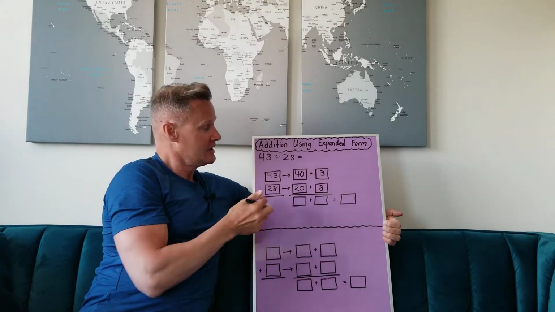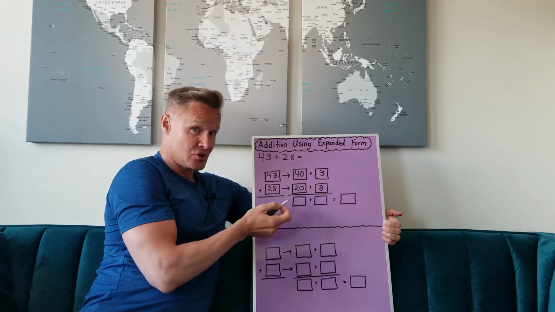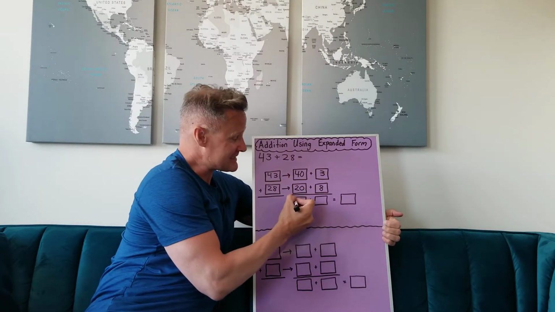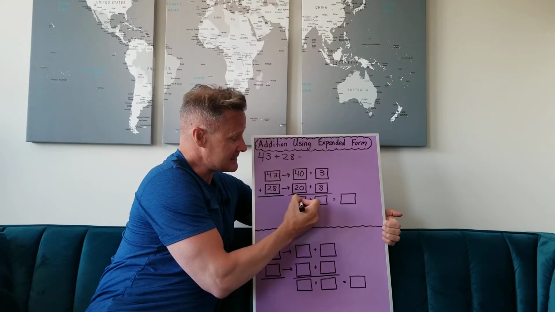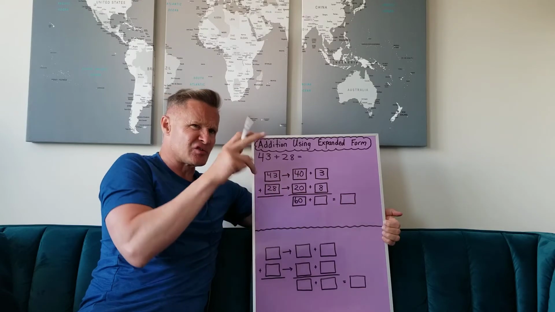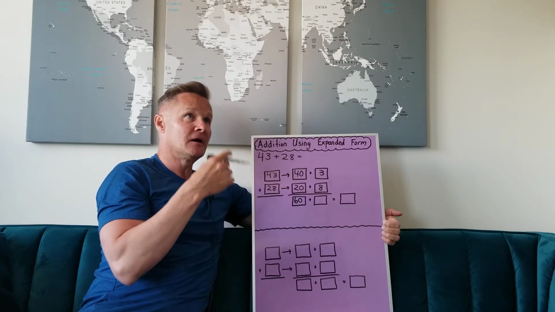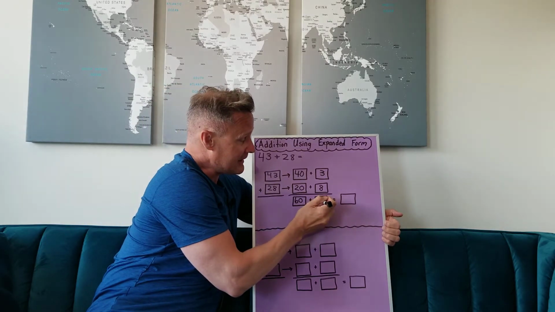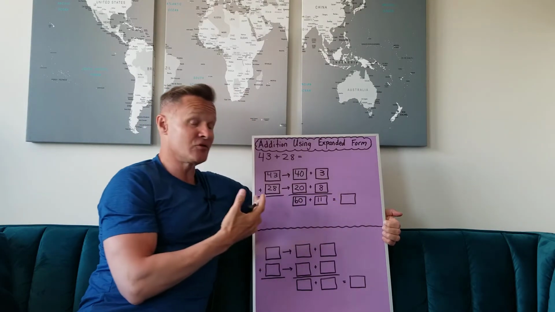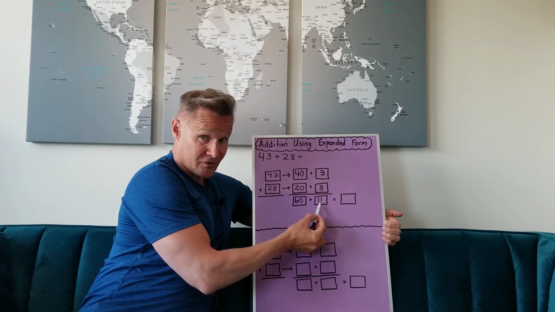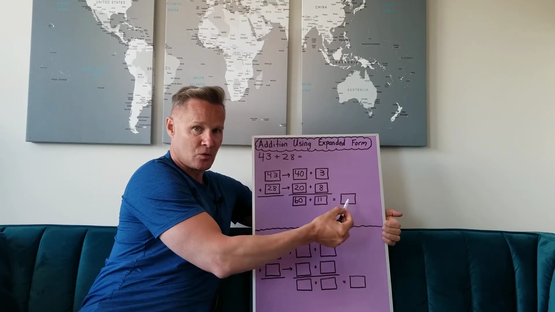We add them. So we have 4 tens and 2 tens. 4 plus 2 is 6. So we have 6 tens, and we know 6 tens is 60. We go to the ones column. 3 plus 8. I like to reverse them and go 8 plus 3. 8 and 2 more is 10, 1 more. So 8 plus 3 is 11. Now, some of you might already see the answer and say, well, 60 plus 10 more is 70, plus 1 is 71, and you'd be correct.